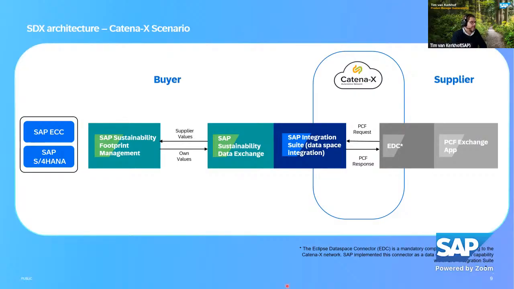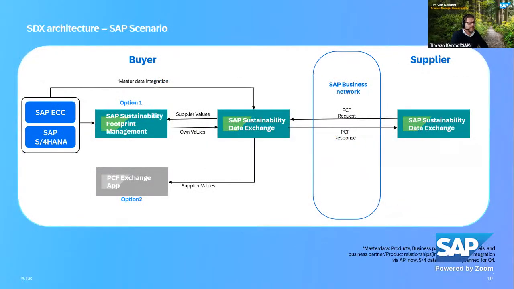Now, this is one channel, right? This is the Catena-X scenario. And then in parallel, which is important to understand, if you are a company that supplies to the automotive industry, but this is not all your suppliers, that doesn't mean that you cannot use SDX anymore. And that is in the end the overall platform that we have as well.